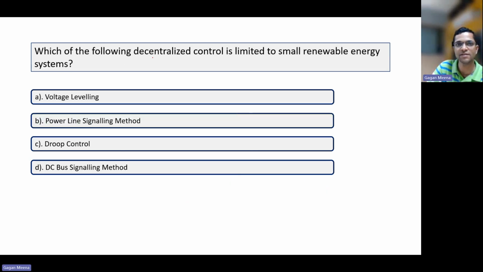Which of the following decentralized control is limited to very small renewable energy systems? Voltage leveling, because that voltage window depends upon the number of DGs connected.